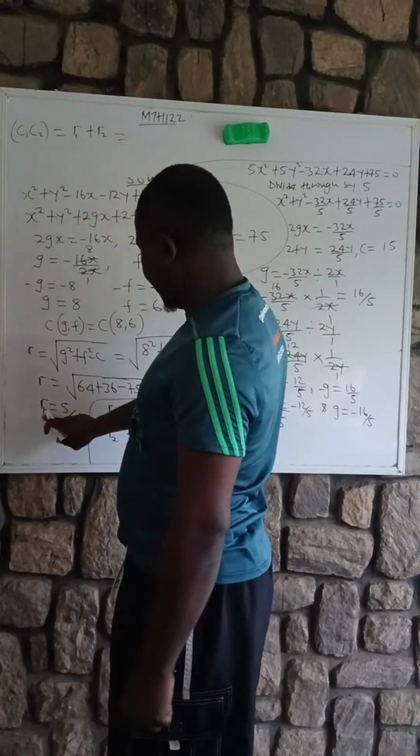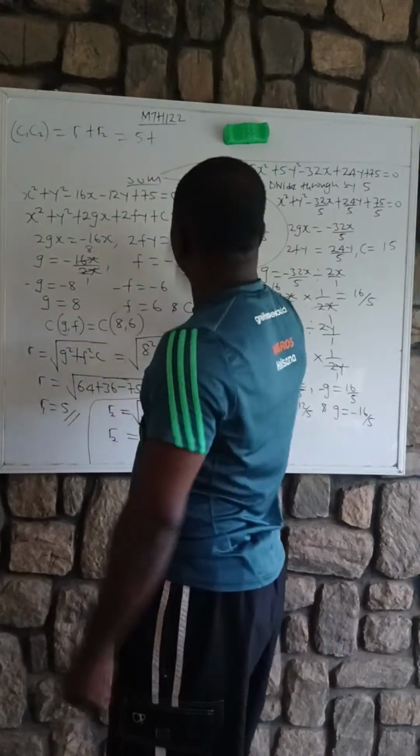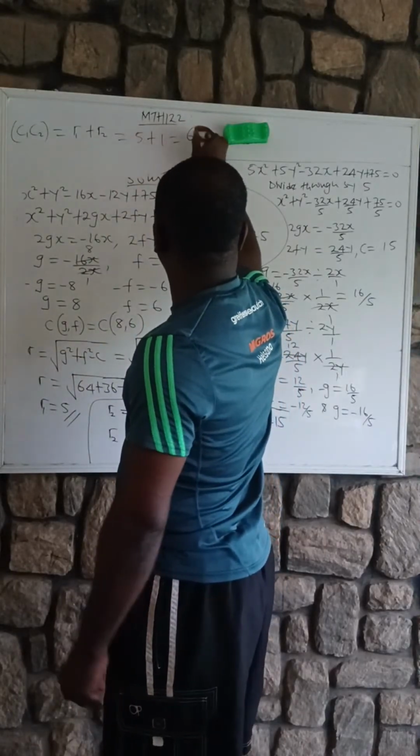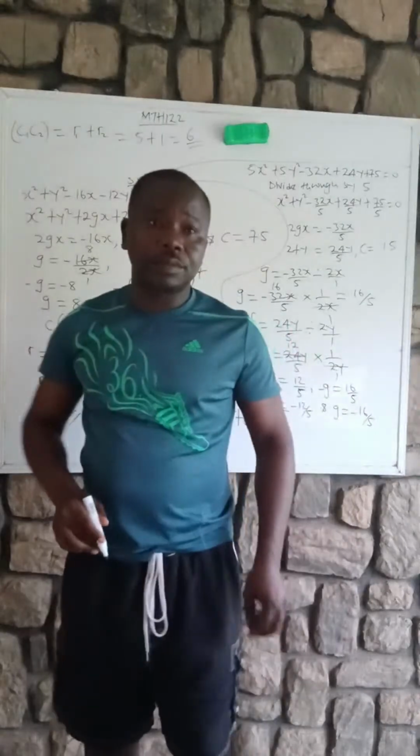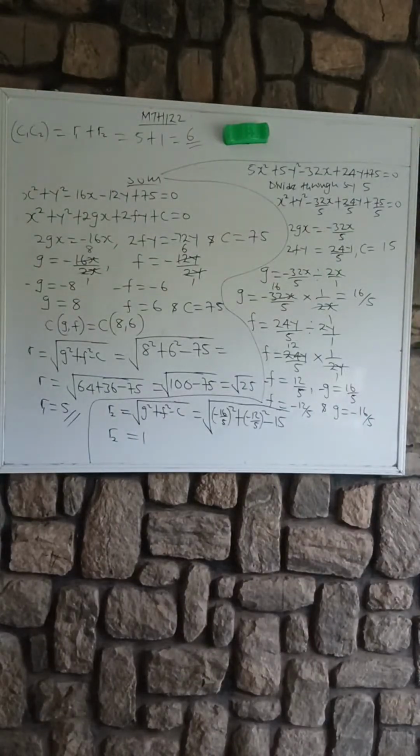R1 is 5 plus R2 is 1. This is equal to 6. True or false? Look at it. It's true.